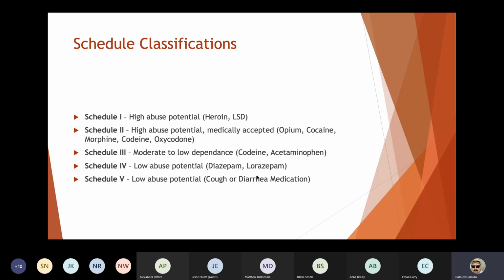And the Schedule 5 is going to be the lowest abuse potential. And that's going to be such common medications as cough or diarrhea medication.